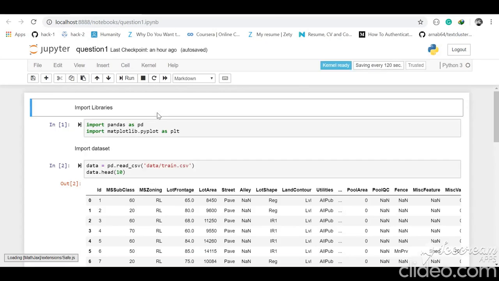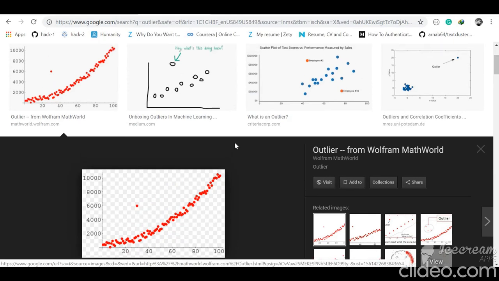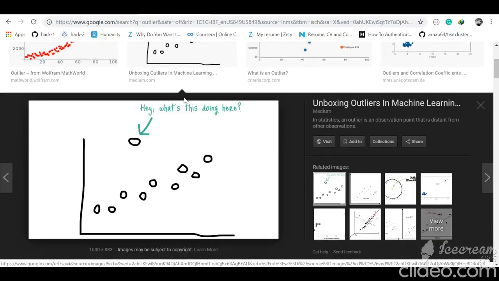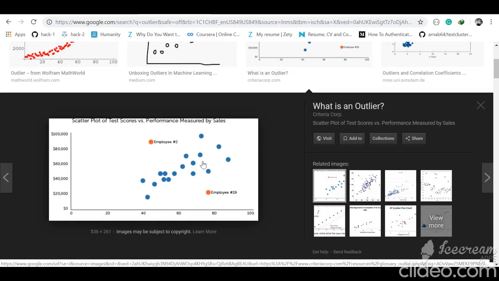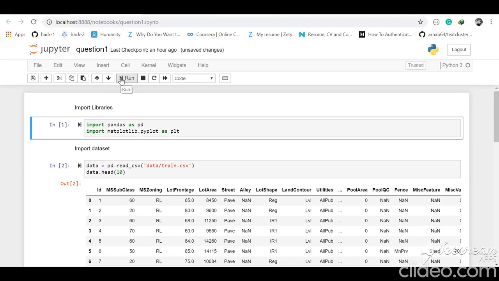In the first question, before going to the question, let's see what an outlier is. An outlier is something which is deviated from the normal form. For example, if this is the data, some data points which are deviated from the whole data set are called outliers.